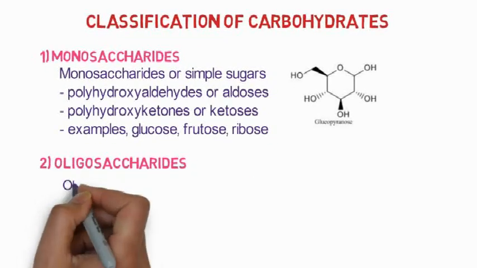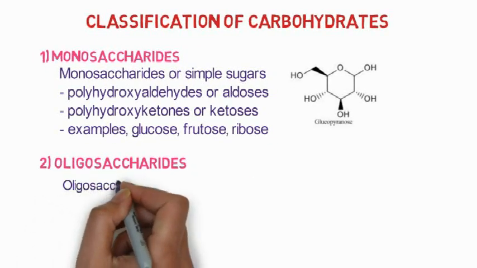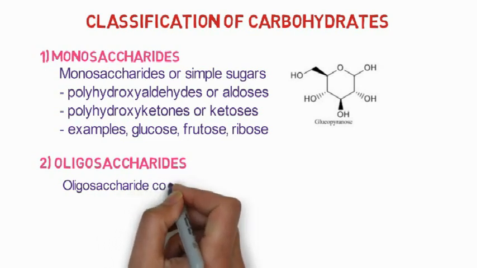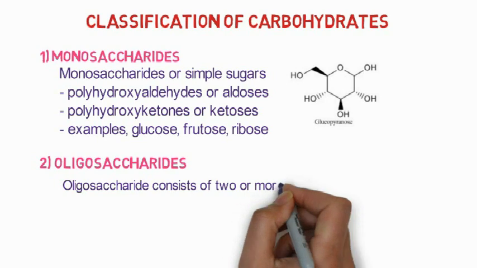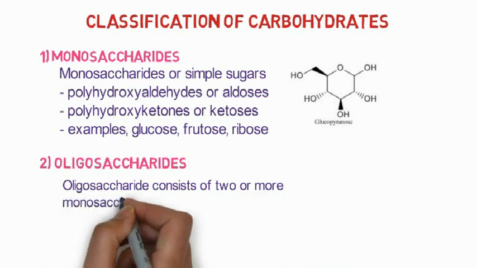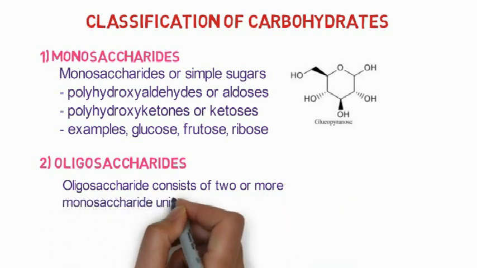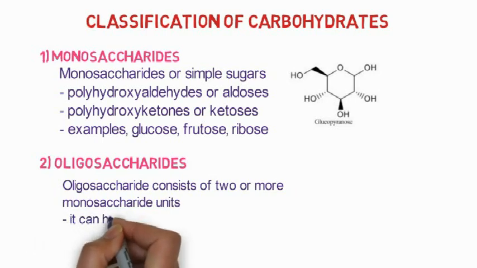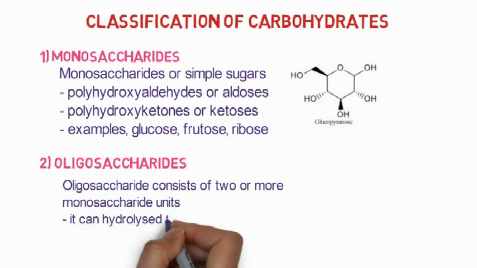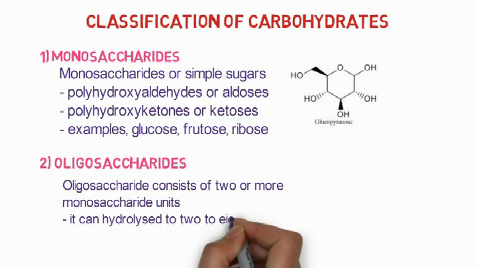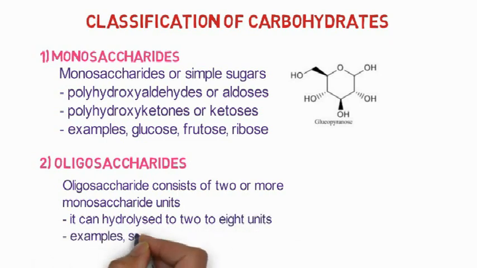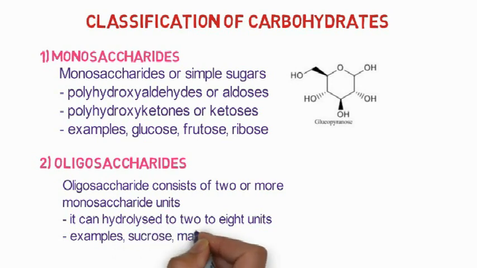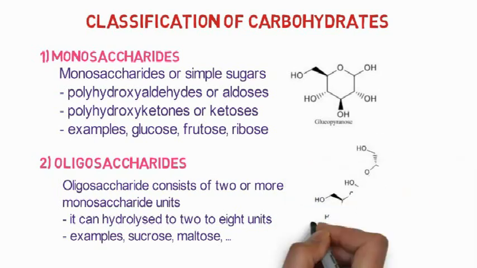The second class is oligosaccharides. Oligosaccharide is the second important class, which consists of 2 to 8 or 10 monosaccharide units. These units may be joined by different glycosidic linkages to each other. Oligosaccharides can be hydrolyzed to 2 to 8 units. For example, sucrose, maltose, etc.